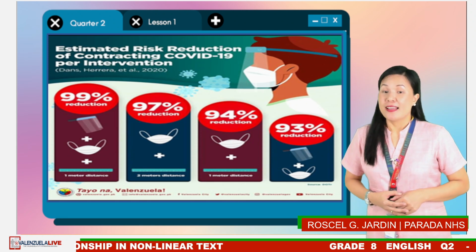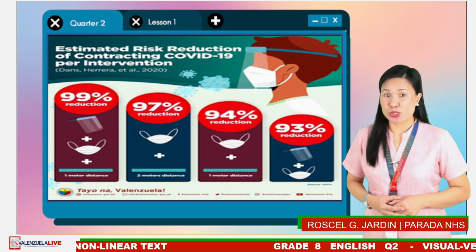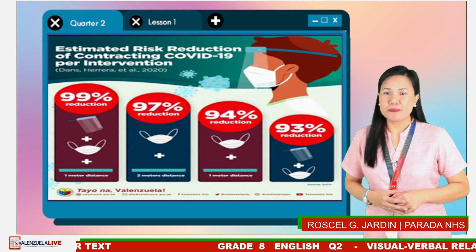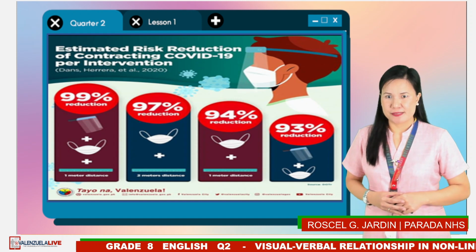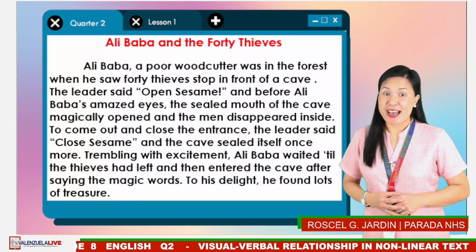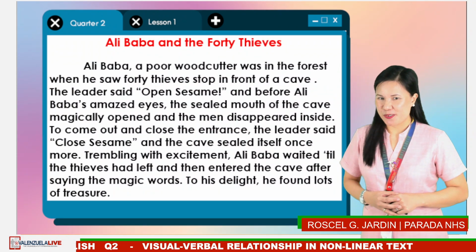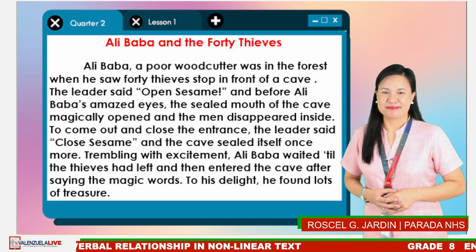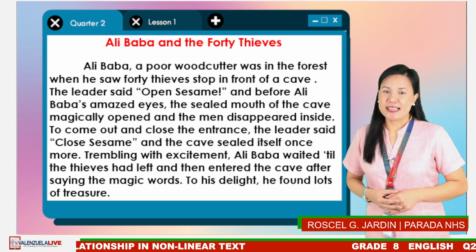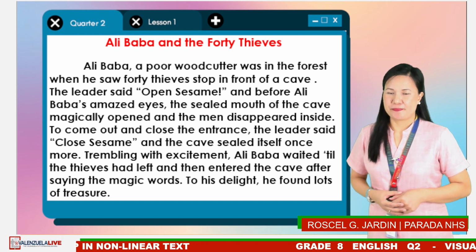Now, let us see how a short story, an example of a linear text, is transposed to a non-linear text. Are you familiar with Alibaba and the 40 Thieves stories? Read along with me. Alibaba and the 40 Thieves.